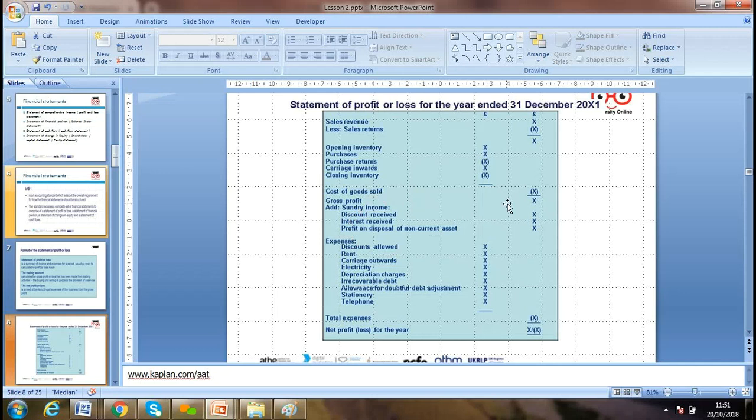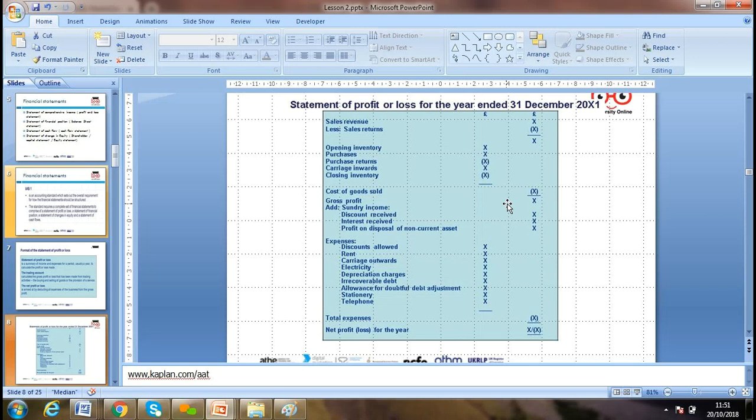Then you have some other income that's not your normal business. Maybe you have spare cash and you invest it, you receive some discount from others, or you have sold some assets like property or plant that you bought a few years ago. That's called other income, and you include it in the profit and loss account.